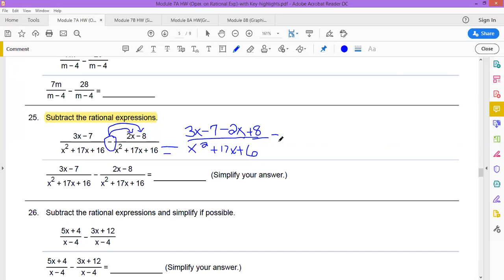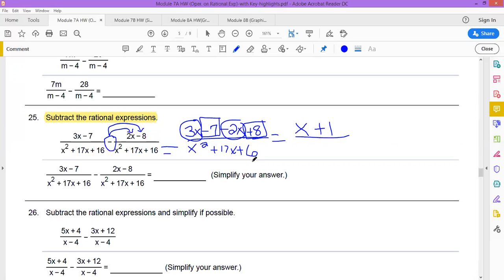In our numerator, we can combine some terms here. We have 3x minus 2x. That leaves us with just 1x. And then we have negative 7 plus 8. That leaves us with plus 1.